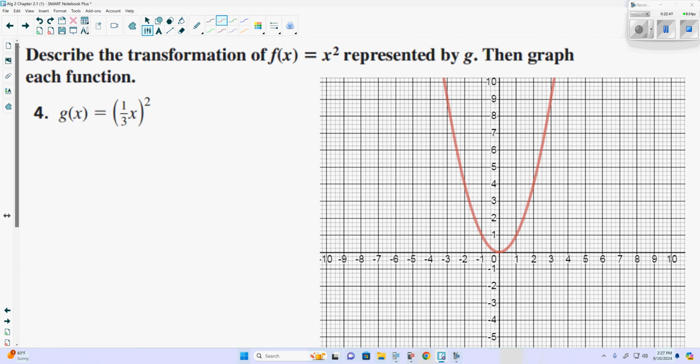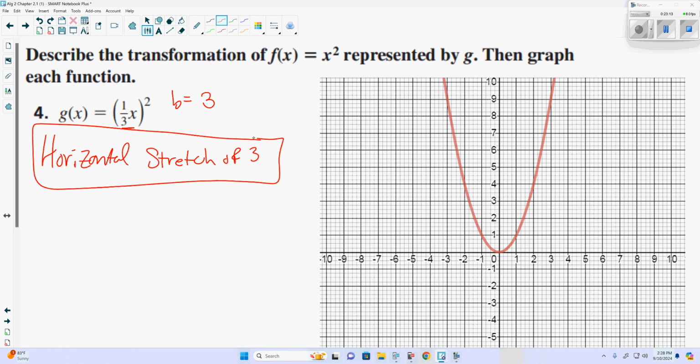How many transformations do we have here? 1. And 1/3 being multiplied by our x would again be horizontal stretch or shrink. It's going to be a stretch because when we flip that 1/3, we get 3. And 3 is indeed greater than 1. So it's a horizontal stretch of 3. Questions on this here? Be ready for the next one.